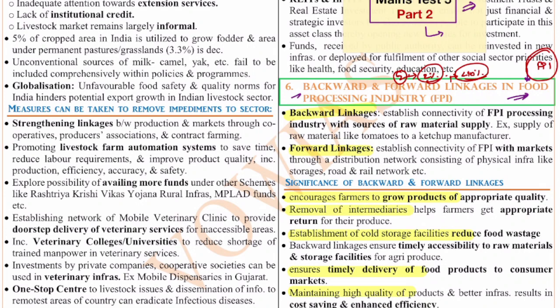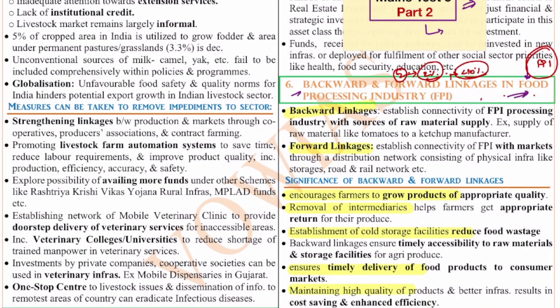The major reason for this low penetration of the food processing sector is poor transportation, or poor linkages, the forward and backward linkages. Forward linkage is the linkage of the food processing industry with the market, and backward linkage is the linkage of the food processing industry with agriculture. Also, the transportation cost in India is very high. We spend about 14% of GDP on transportation, which is one of the highest in the world, right?